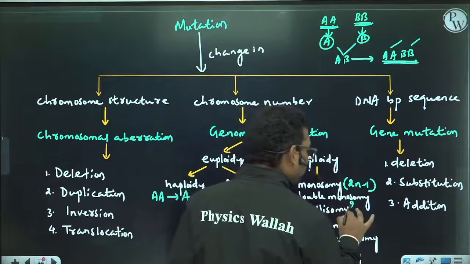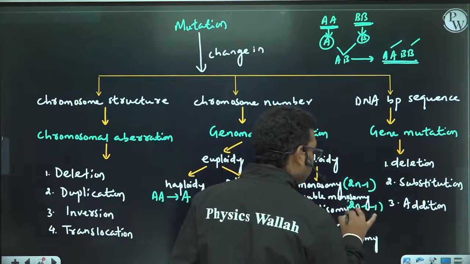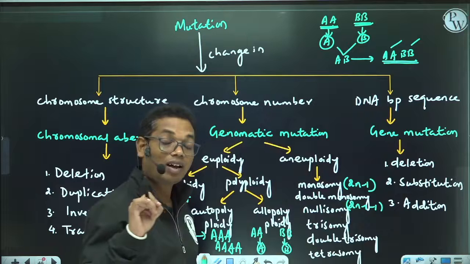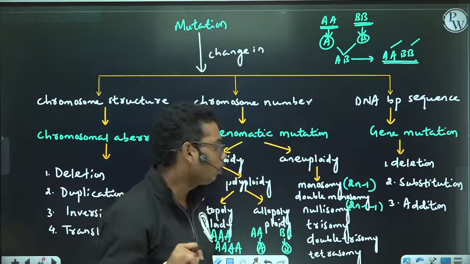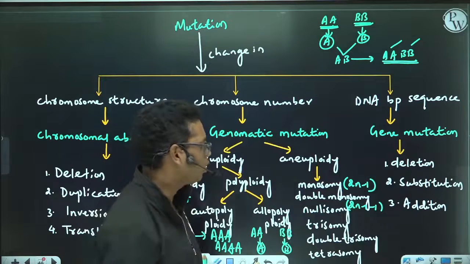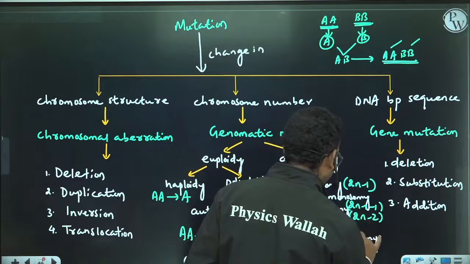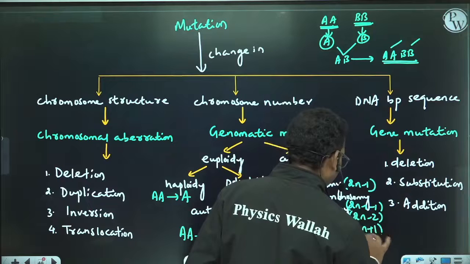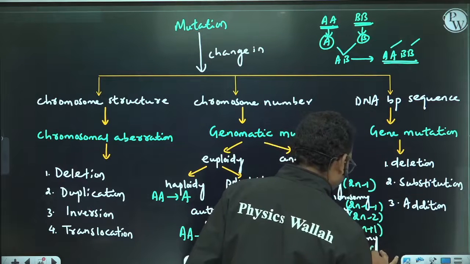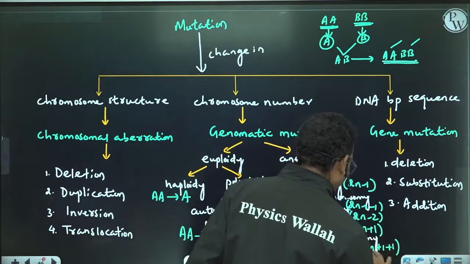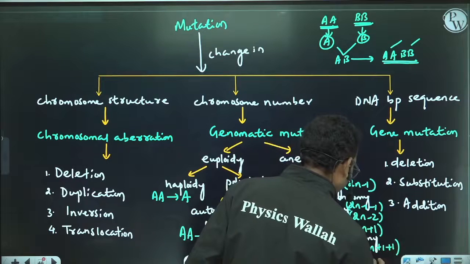Okay, double monosomy is written as 2n-1-1. That means two chromosomes are present having one copy, whereas other chromosomes are having two copies each. Nullisomy is written as 2n-2. Trisomy is written as 2n+1. Double trisomy is written as 2n+1+1, and tetrasomy is written as 2n+2.